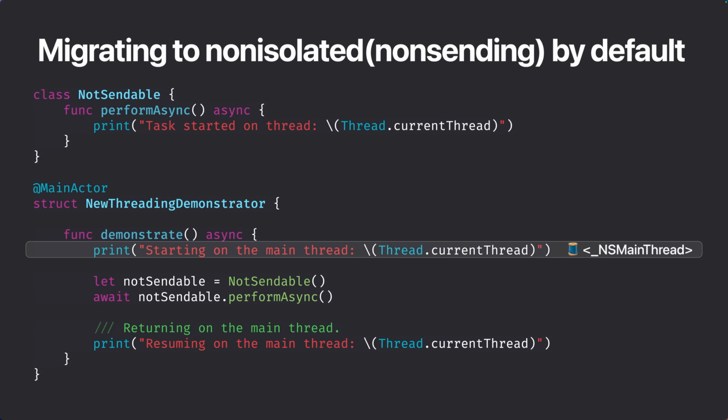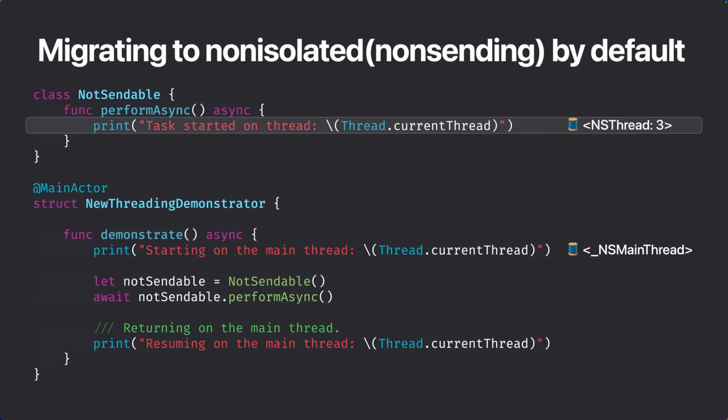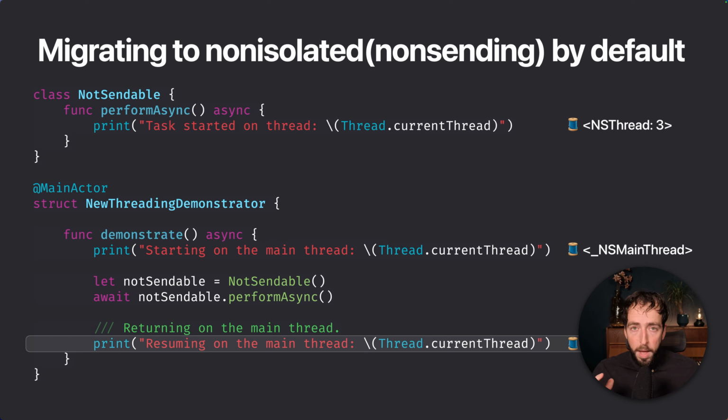And imagine calling this method from a struct that is attributed with the main actor. Logically, this starts on the main thread. You can see that on the right side. Then we await to perform the async method. And looking into that method, we can see that it's running on a background thread. The global executor dispatched it to a background thread, which is what we expected. And eventually we return back and we run on the main thread. Now, this is the old behavior before we enabled any of the new upcoming features.